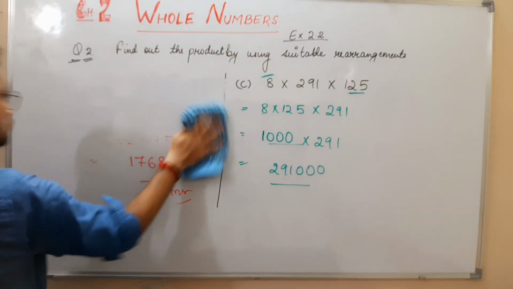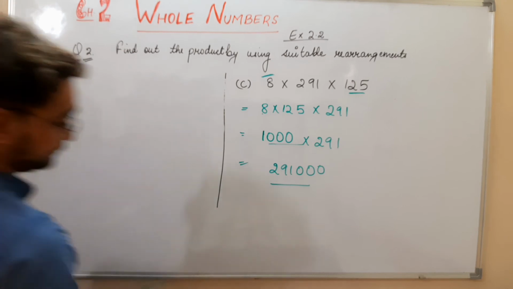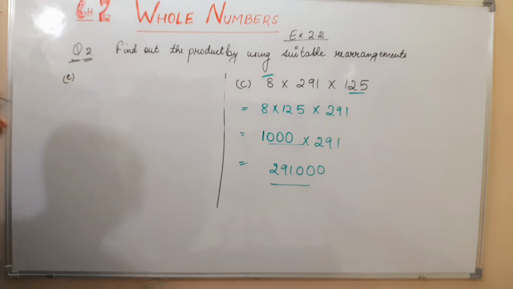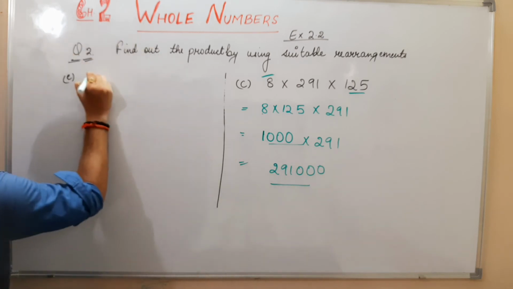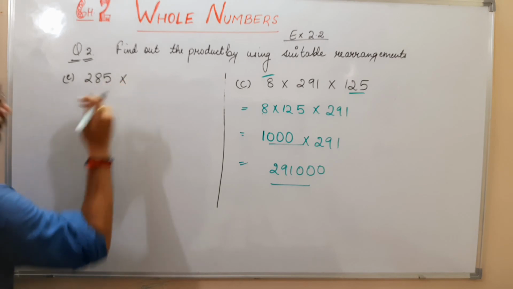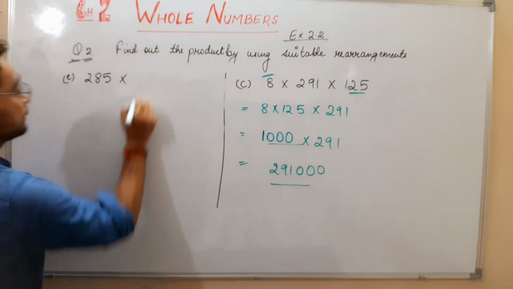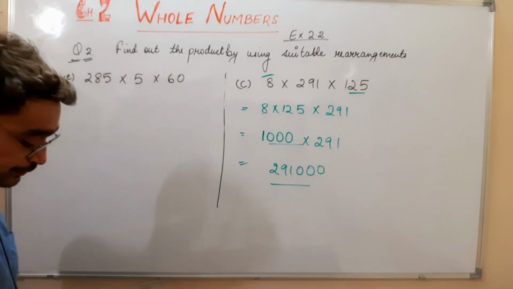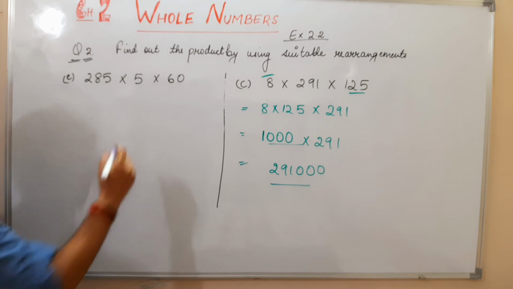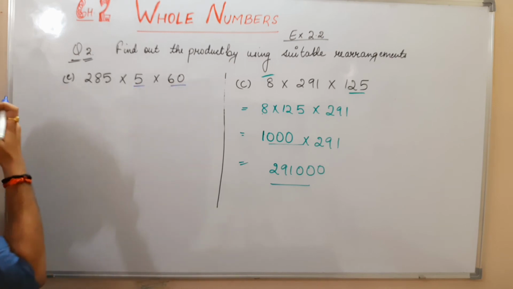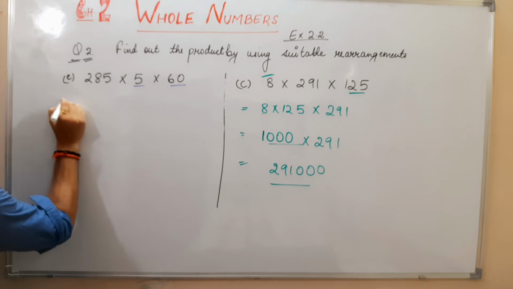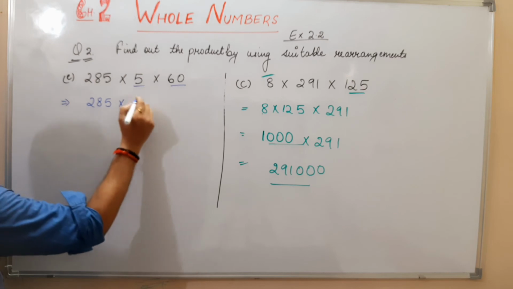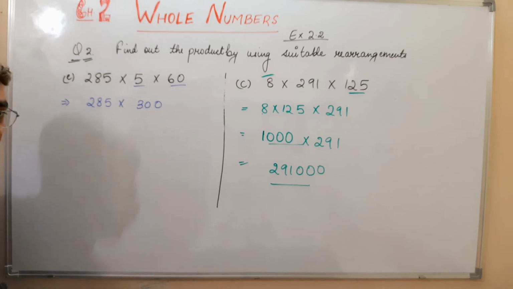Then see that D part I'm not doing. Let's see the E part. E part says that 285 into 5 into 60 into 5 into 60. What can I do here? Here you have again options, because you can do these two first or you can do other things. Better I do these two first. Then it will be 285 into 5 into 6, 30, and one more zero, that is 300.